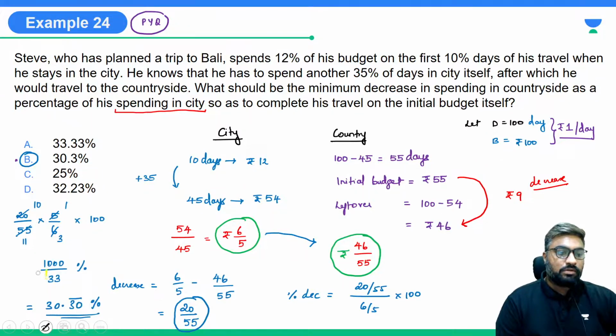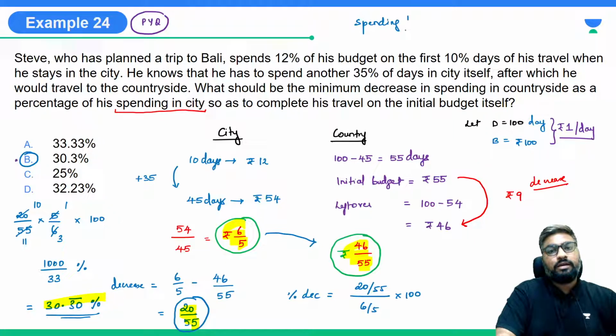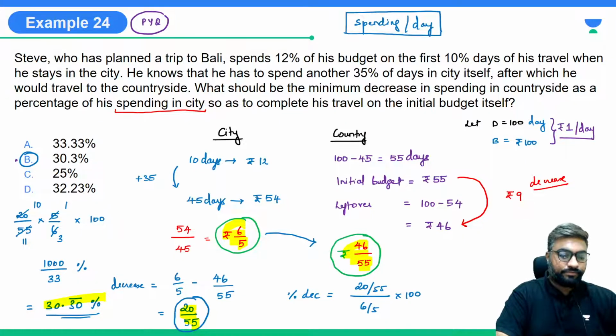So one thing that goes without saying, it's not given here, but it goes without saying, this is per day expenditure in city, per day expenditure in country. We have to find the decrease in terms of percentage, okay, which is 30.30%. Yeah, it has to mean spending per day. Okay, average expenditure basically. Done? Yes.